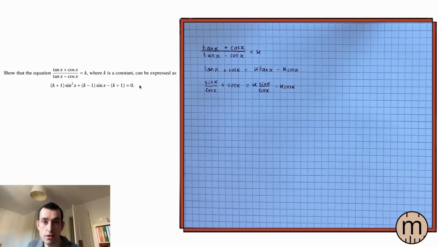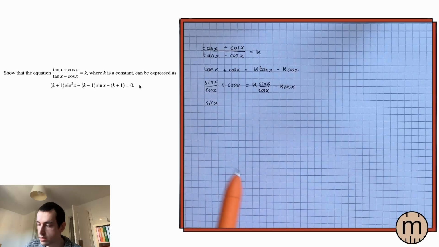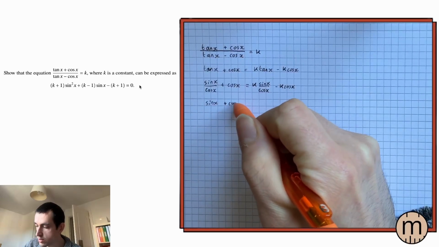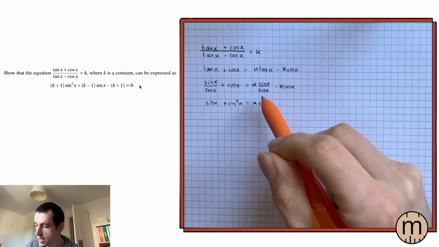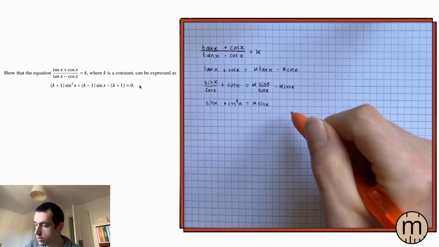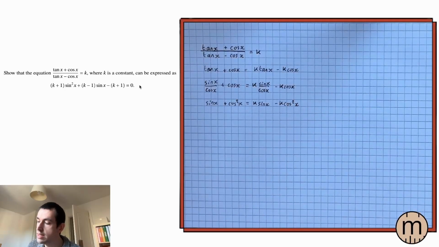We've still got a few cos's around. Where are they going to go? Why don't we times everything by cos? If I times this by cos, the cos will cancel. If I times this by cos, I'll get cos squared. Similarly, if I times this by cos, the cos here will cancel. And if I times this last term by cos, we'll get cos squared.